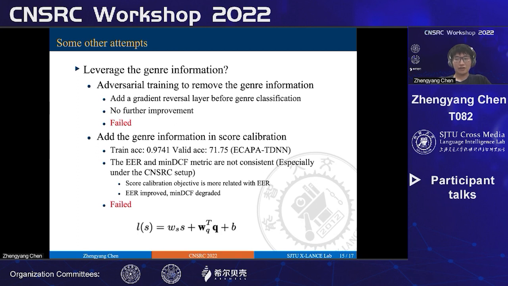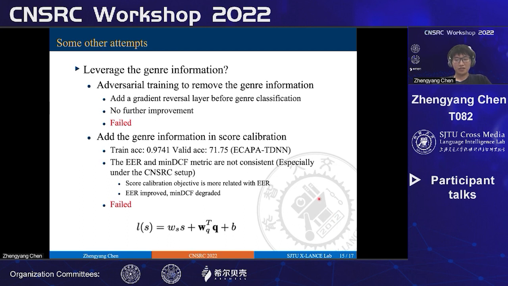The second attempt is to leverage the genre information in the score calibration stage. As the equation in the bottom shows, S is the original score, and Q is some additional factors which are used to calibrate the score. Here, we use the genre similarity between the enroll and the test utterance as the additional factor. To get the genre similarity, we trained a genre classification model based on eCapa TDN, and then extract the genre embeddings. We can get the genre similarity using the cosine score between the enroll and the test genre embeddings.